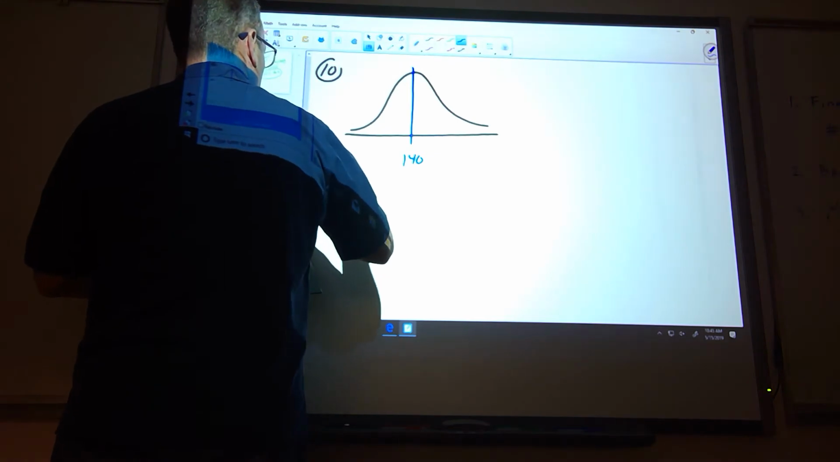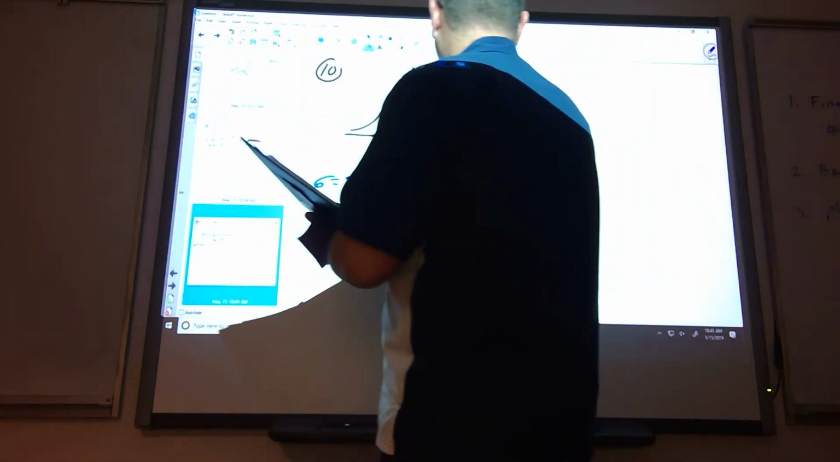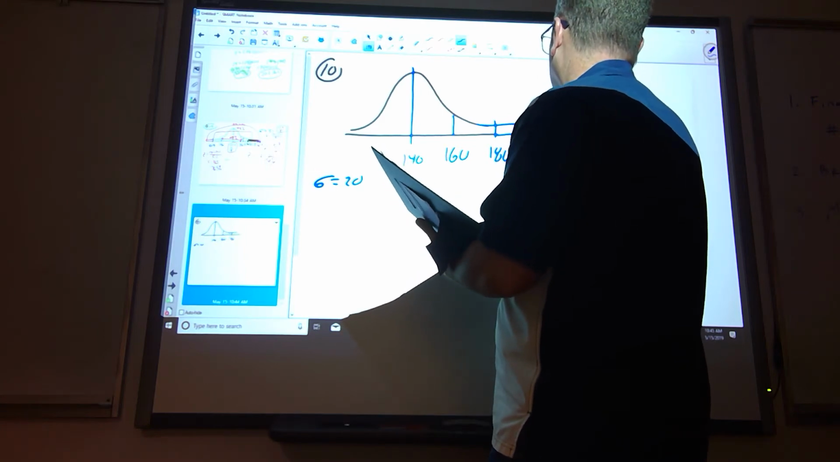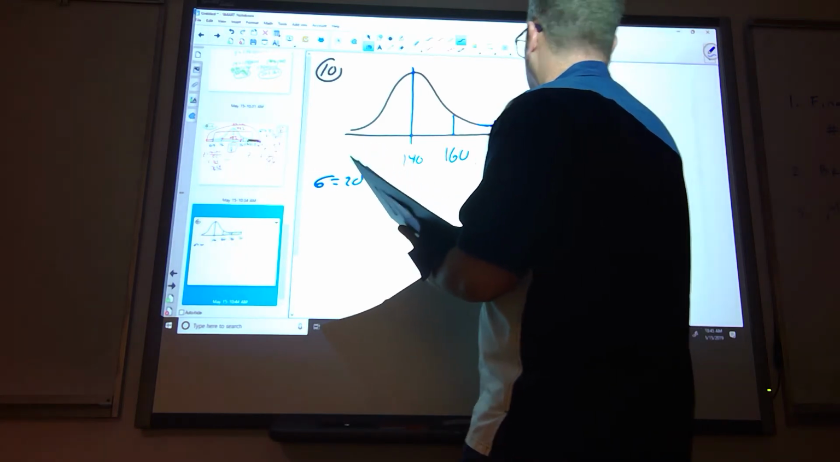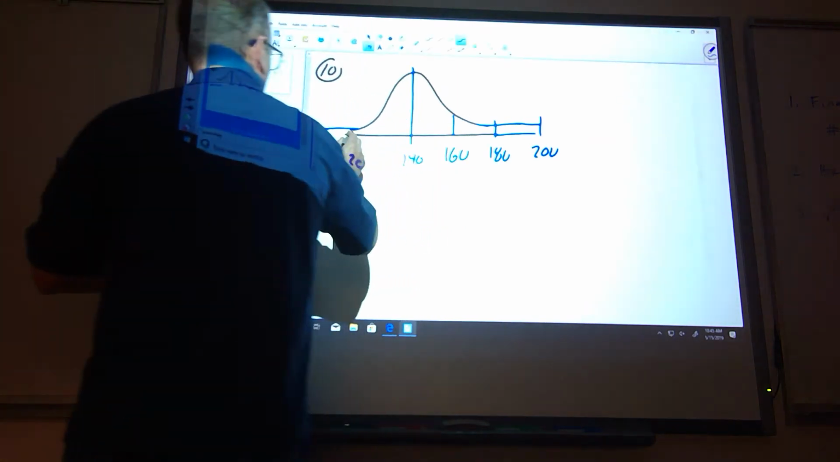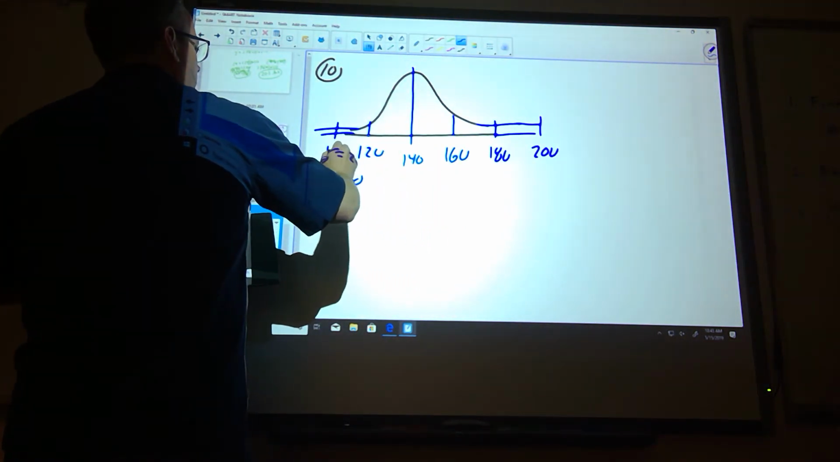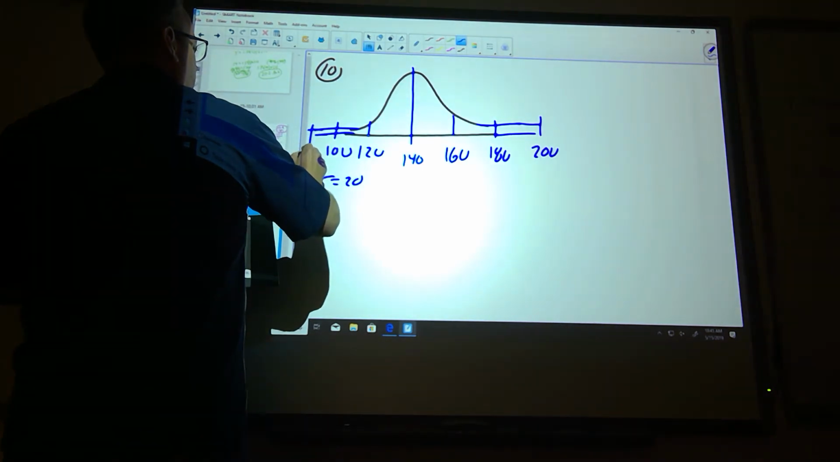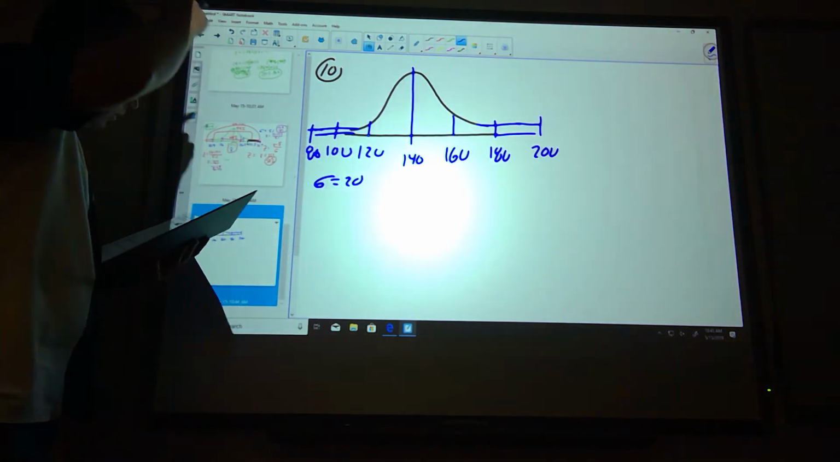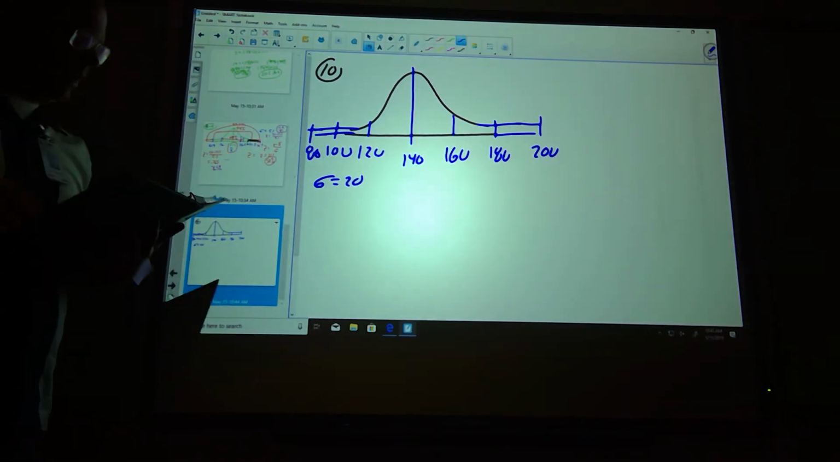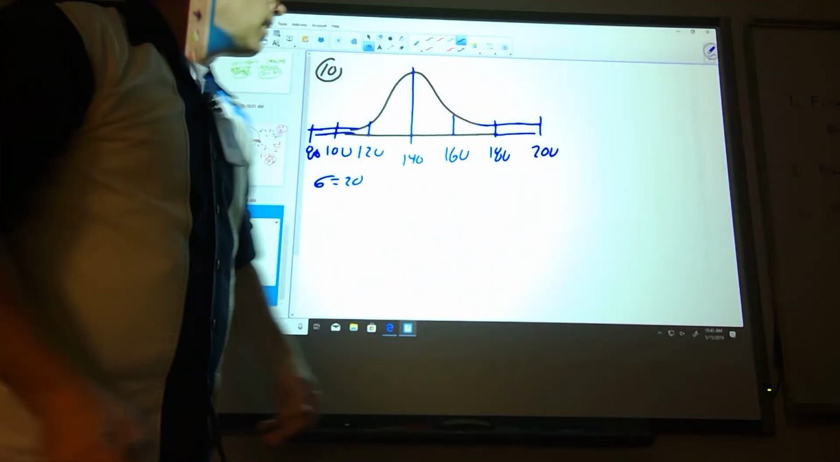Standard deviation is 20. So you go 160, 180. I guess if you wanted to go 200. This way, do the same thing, subtract 20, so I get 120, 100, and 80. All right, so the number of coins in the wishing well has a mean of this and a standard deviation, so we use our 68, 95, 99.7 rule.